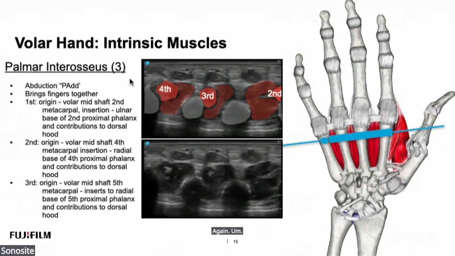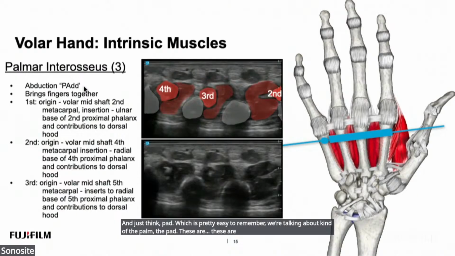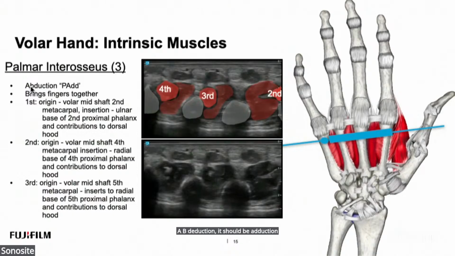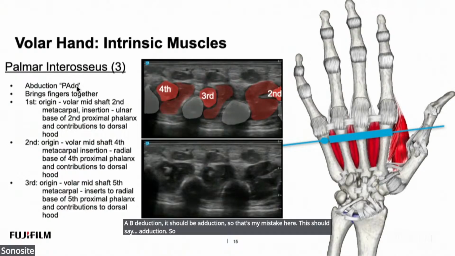Palmar interossei, there's only 3 of those, so 7 interossei total. And just think pad, which is pretty easy to remember. We're talking about kind of the palm, the pad. These are deeper. These aren't the more superficial ones, so they're not on the dorsal side, but they're on the pad of the hand. So they are responsible for... that says abduction. It should be adduction. So that's my mistake here. This should say adduction. So this brings the fingers together or adds them to the body. So think about it that way.